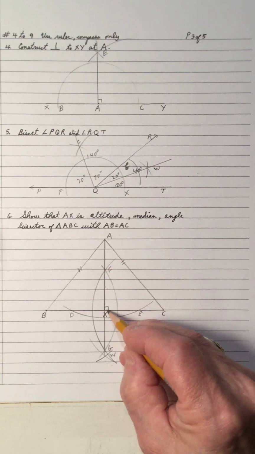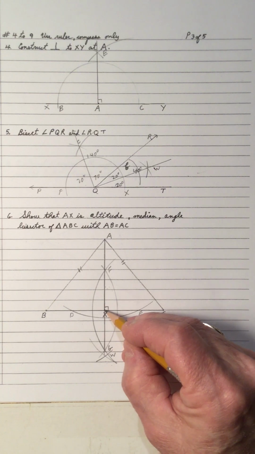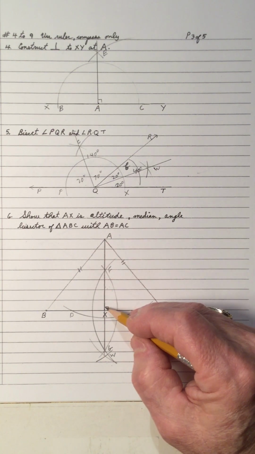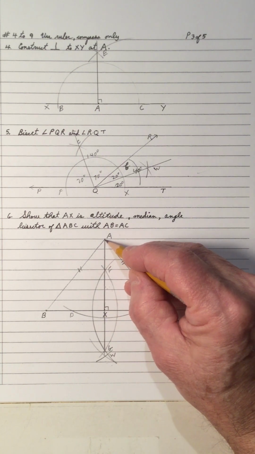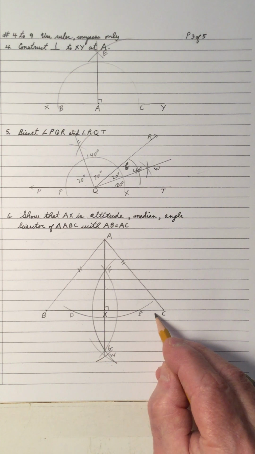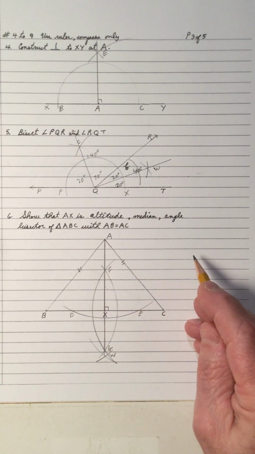So AX, this is a midpoint because I constructed the perpendicular bisector. Bisector means it's going to pass through the midpoint. So X is a midpoint, so that means AX is a median. A median leaves a vertex going to the midpoint of this side, because XC is equal to XB because of the perpendicular bisector, and that's a midpoint.